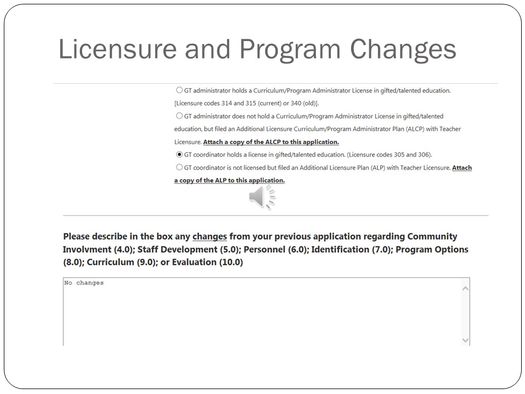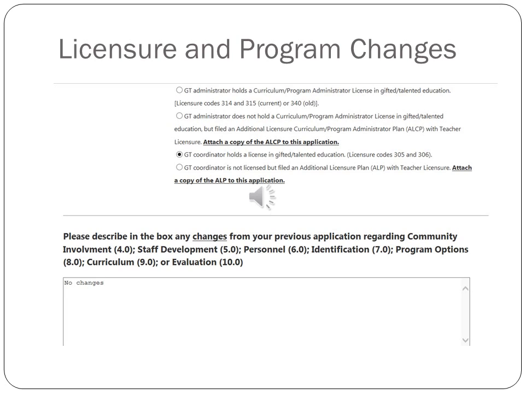Below you will find a place to indicate the licensure of the GT coordinator. Most GT coordinators hold the 305-306 GT licensure, but the newest licensure code is 289. If you are teaching under an ALP, an additional training plan, a copy of the ALP should be uploaded here. Be sure the document uploaded is actually an ALP.